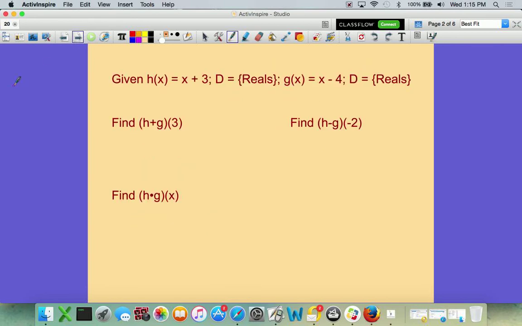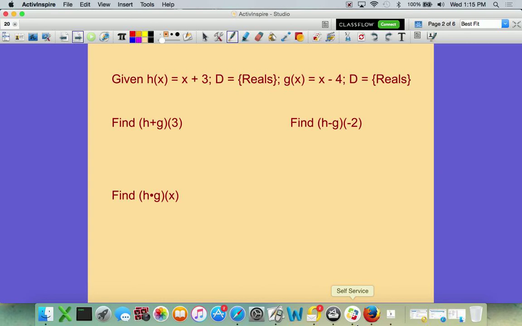What this says first is, given h of x equals x plus 3 for the domain of all real numbers, we have to make sure that our domain, what we put into the function, matches this. So, is the domain a real number? We gotta check that. For g of x equals x minus 4, the domain is all real numbers. We gotta make sure of that. So for our 3 here, is it a real number here? Yes. Is it a real number here? Yes. So we can do this.